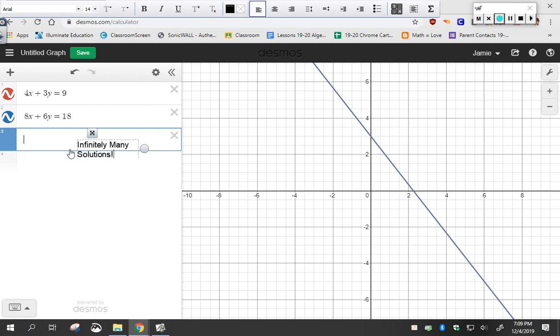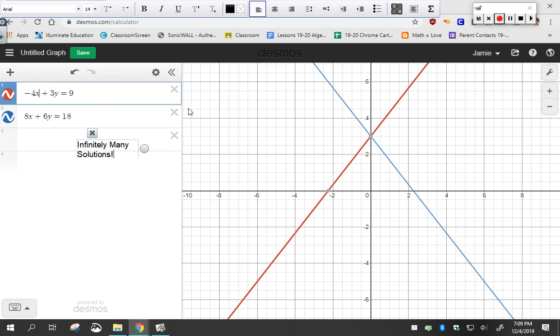Even though they look completely different, if I were to divide all three terms by 2, I would get an equivalent equation. You could have fun with this. We can make this negative, negative, and negative, and they would be the same line again.